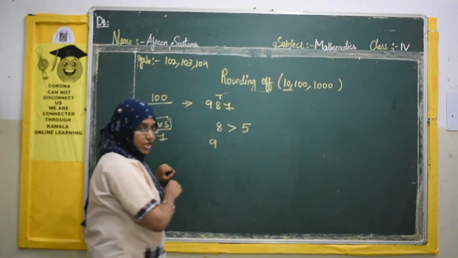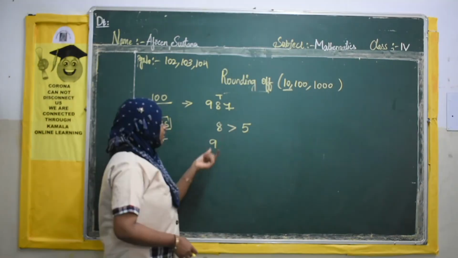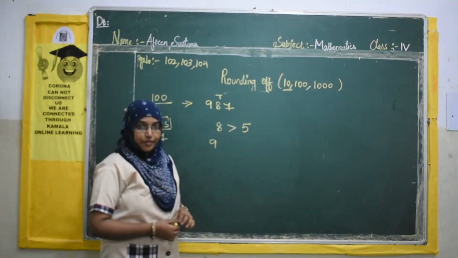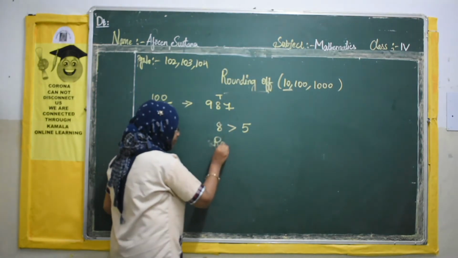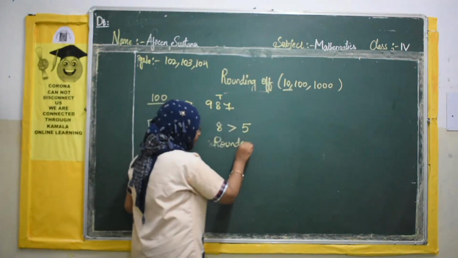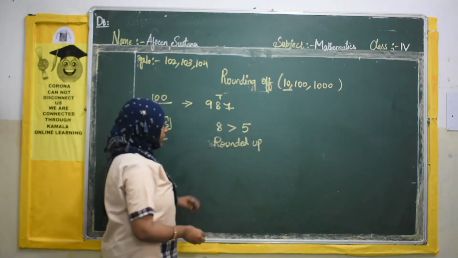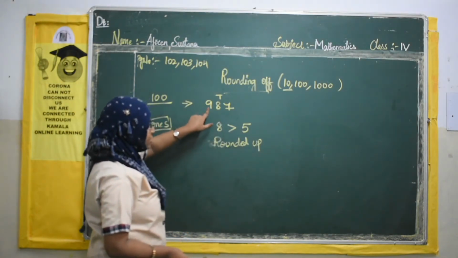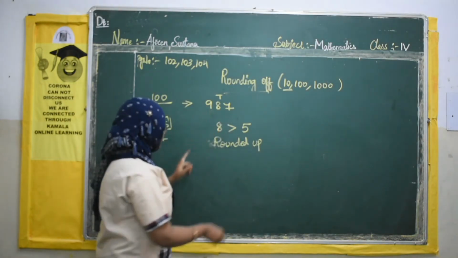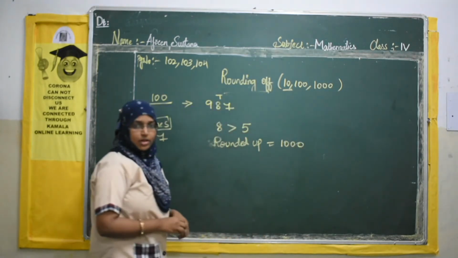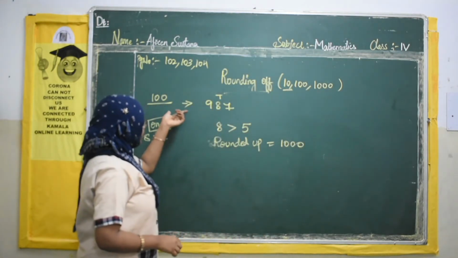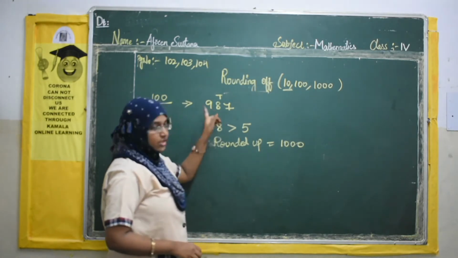Which value will change here? As 8 is greater than 5, we will round up. Rounded up means in 987 we will change the value of the 9, so it will become 1000. Right? We have rounded to hundreds, so we have changed the hundreds place.